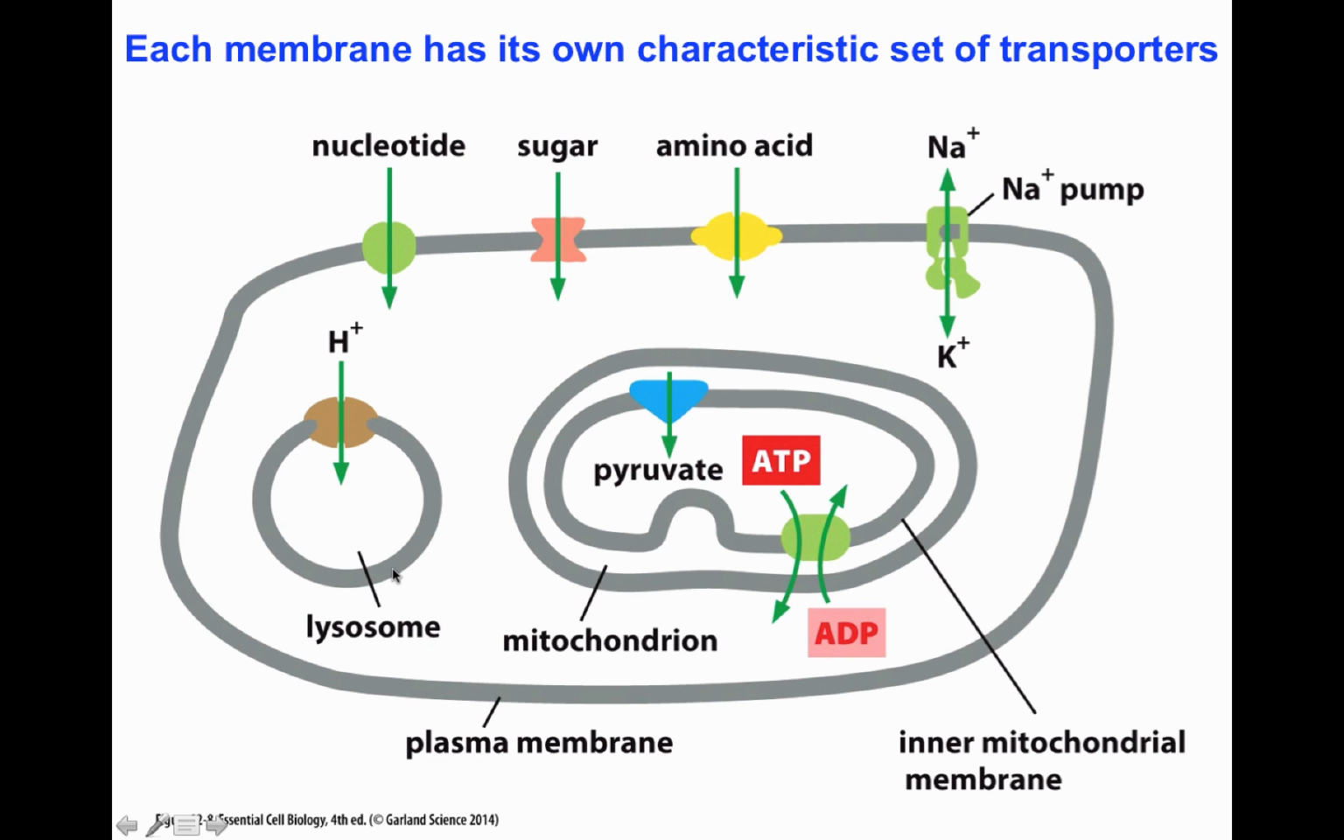So for example, a lysosome. A lysosome is going to have a transporter that is going to allow for the transport of protons, therefore lowering the pH within the lysosome.